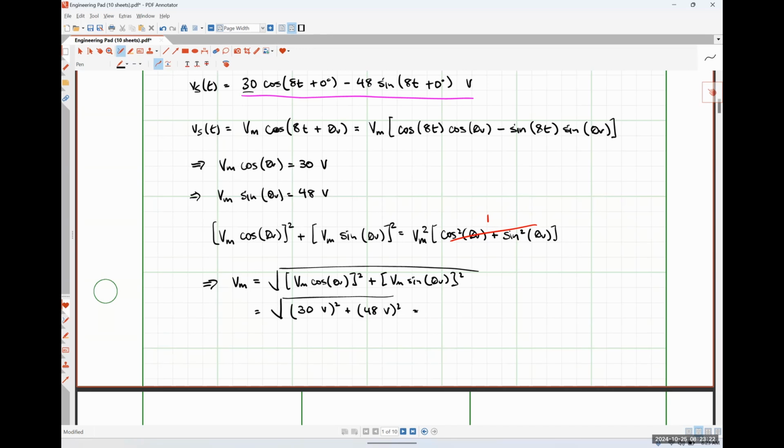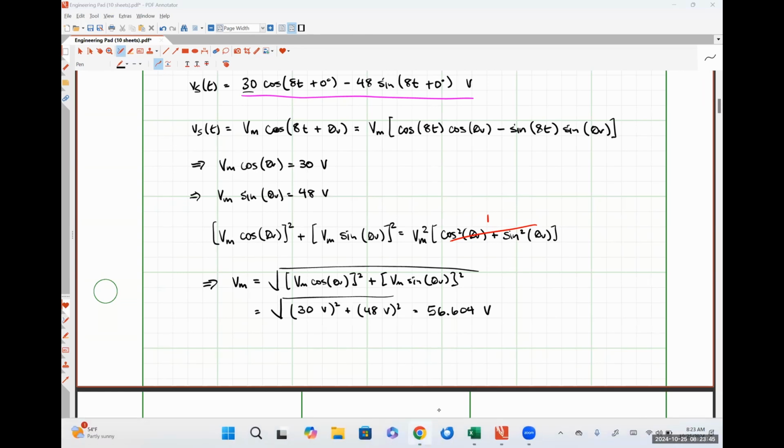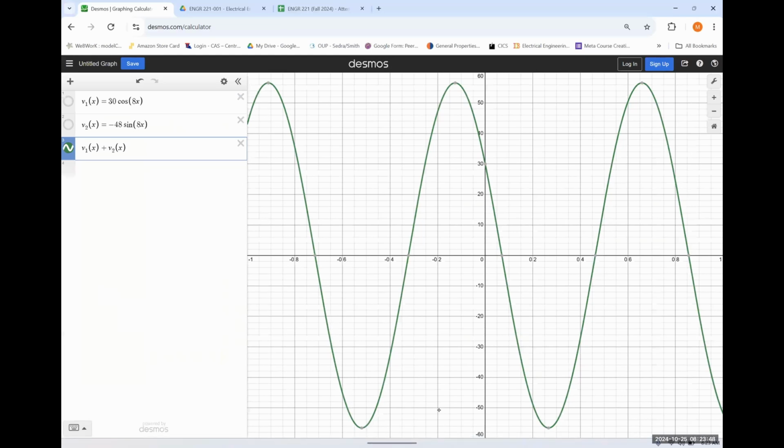And if I put this into my calculator, I get 56.604 volts. So how well does that compare to what we were expecting from Desmos? I think it's pretty spot on. Okay.